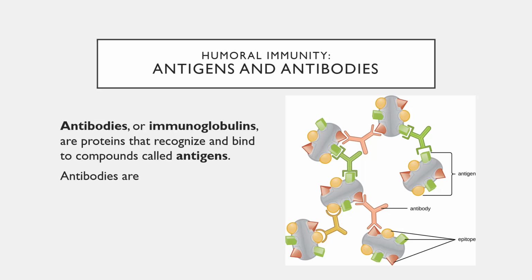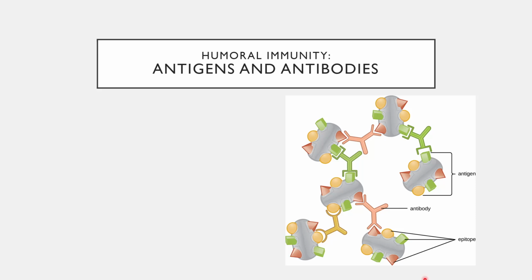Antibodies are found on the surface of B cells, but they are also secreted by plasma cells, so they can either be attached to the surface of a B cell or they can be sort of free-floating in the bloodstream. What we can see in this depiction right here are antibodies that have attached themselves to antigens. And there's another component here that has been pointed out, and that's the epitope.